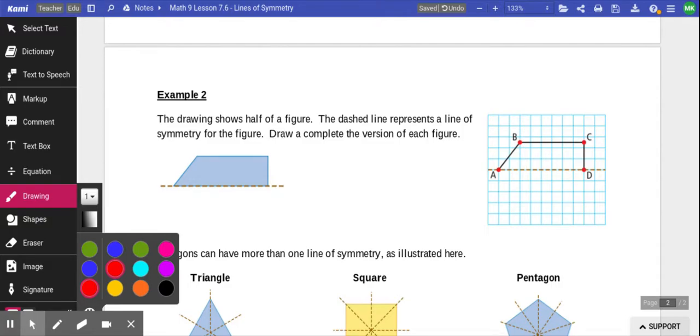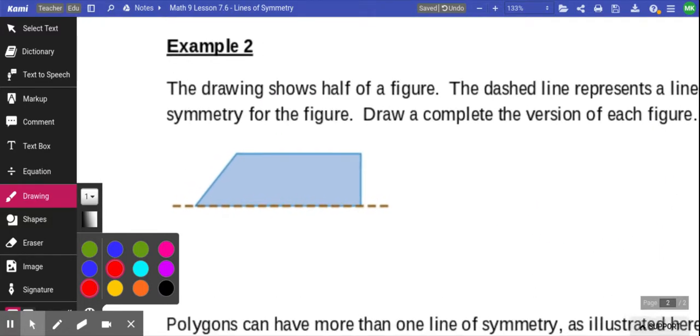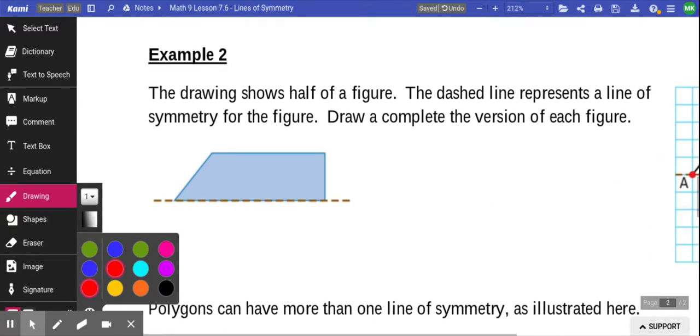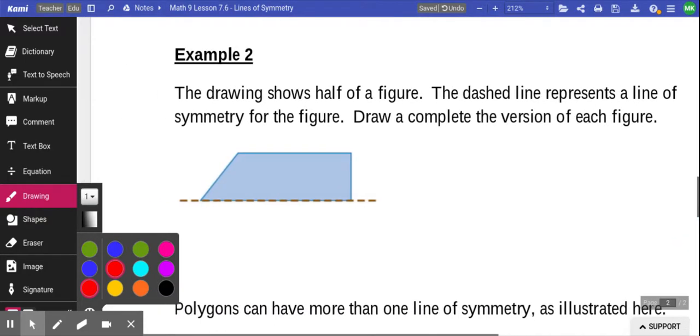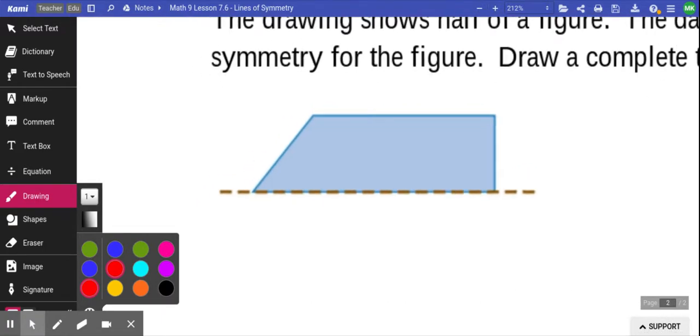We're going to work backwards from a line of symmetry. So for instance, if we had this example right here, it says the drawing shows half of a figure. The dashed line represents a line of symmetry for the figure. Draw a complete version of each figure. We got 2 here. Let's just talk about this one to start. So the one without the graph.